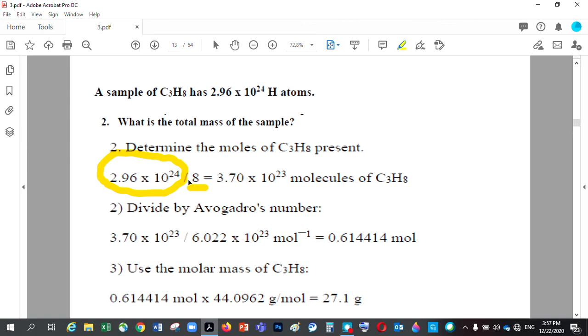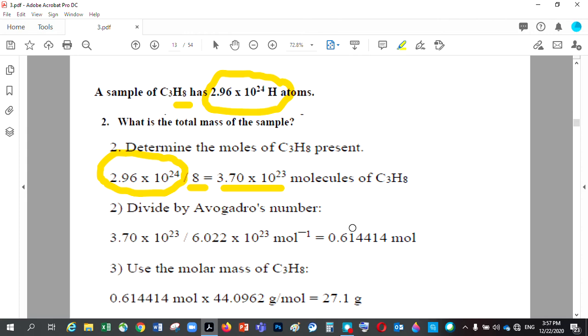And if you divide this by this, you get the number of 3.70 × 10^23 molecules of C3H8, correct? So you get the ratio of hydrogen atoms here, correct? That's the ratio here. You divide it by 8. That's the 8 here. And you get a certain amount of molecules of C3H8, correct?